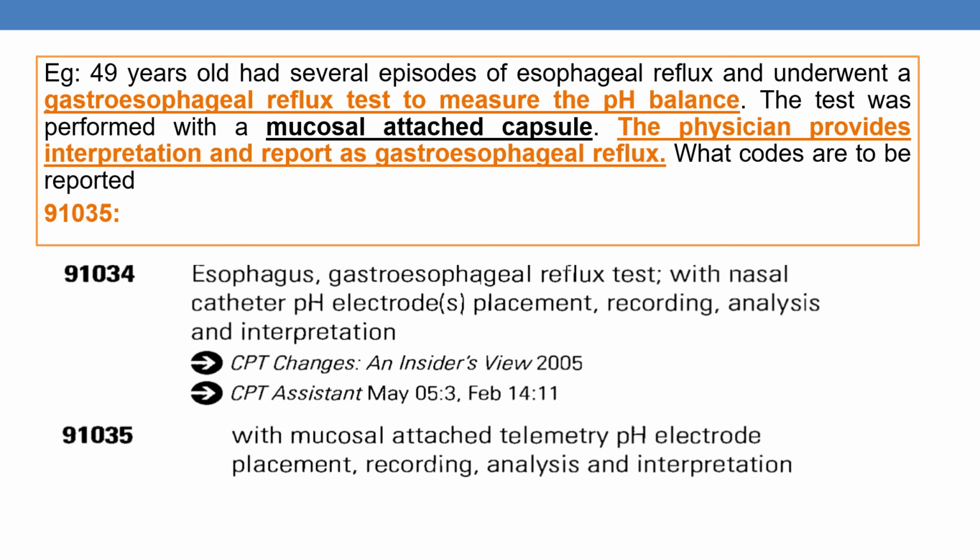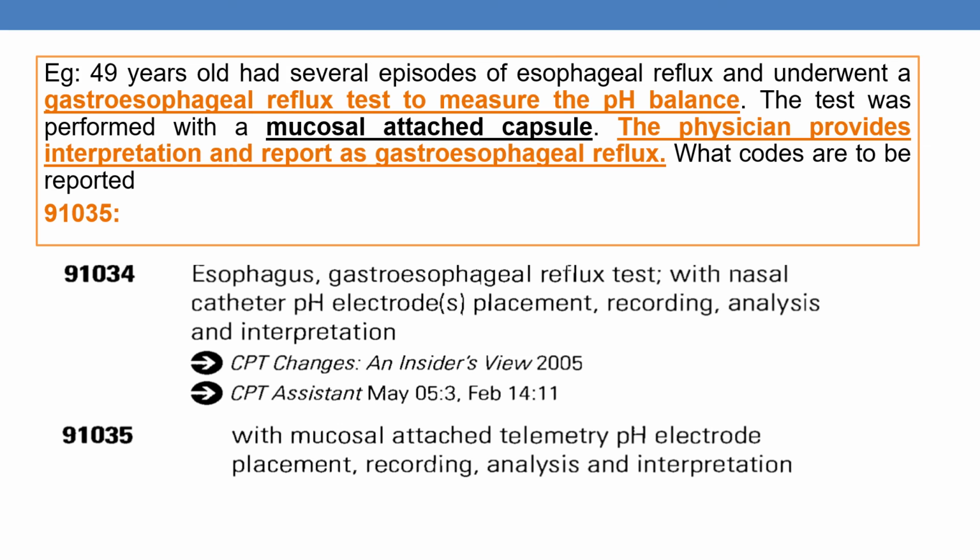Now let us see an example. A 49-year-old has severe episodes of esophageal reflux and underwent a gastroesophageal reflux test to measure the pH balance. The test was performed with a mucosal attached capsule. Here the key term is mucosal attached capsule. The physician provides interpretation and report as gastroesophageal reflux.